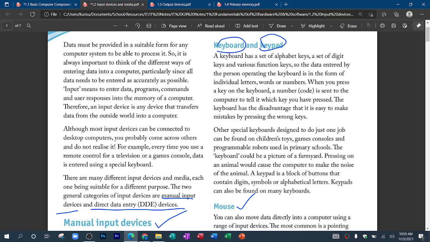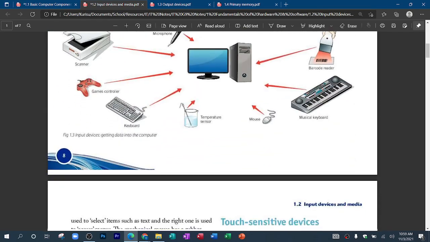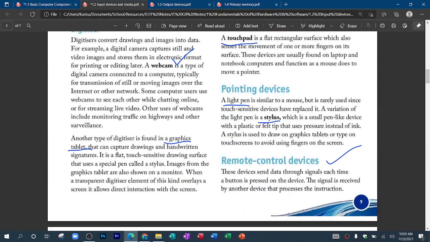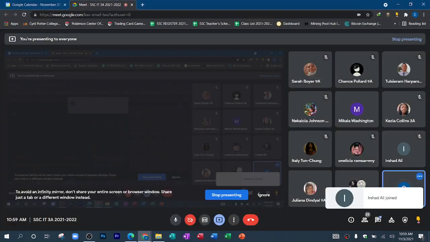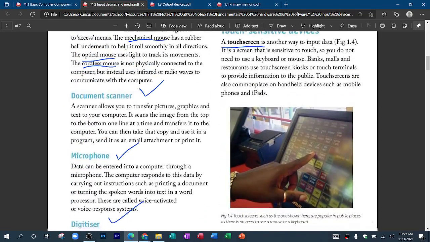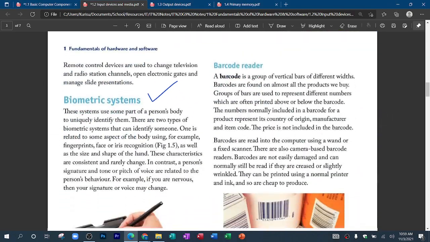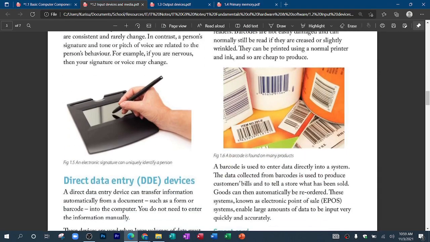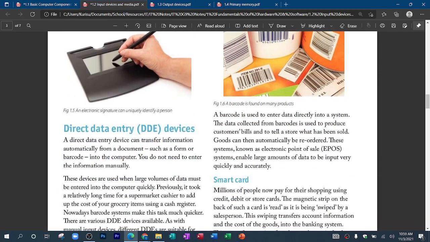Remember, for keyboards, we have the normal keyboard that you have on your computer. And then we also have special keyboards, which are designed differently from the regular keyboards. They're basically buttons doing something different. Document scanner, microphone, digitizer, graphics tablets, touch devices, remotes, and so on, biometric systems. Those are all examples of manual input devices. Are you guys following?